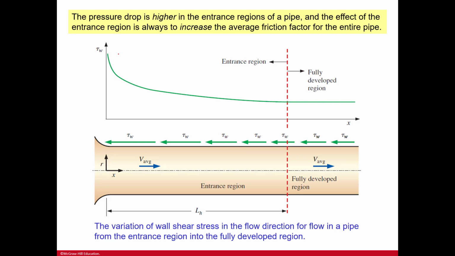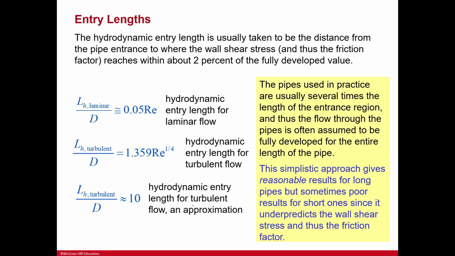You can see that here. So you see we still have some dropping, nothing's starting to level off, but we haven't gotten there. And then about here is when we really do get some consistent leveling. So we've got a fully developed region, and then you've got an entrance region, and you've got the length of that as well. Here you have the hydrodynamic entry length for laminar flow formula, the turbulent flow, and then turbulent approximation. Both of those are the lengths.